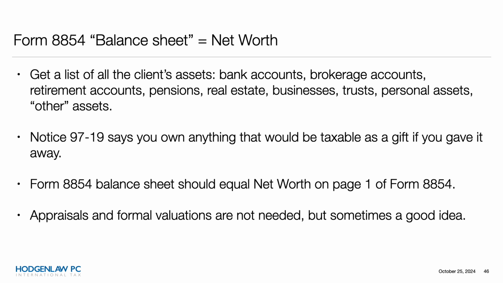because you're going to have to pretend that you sold each separate thing. Now, when you're looking at this, notice 97-19 has the rules for how to apply the net worth test. It says that you own anything that would be taxable as a gift if you gave it away just before expatriation. And on the Form 8854 balance sheet, the total at the bottom should equal the net worth that you report on page 1 of Form 8854.